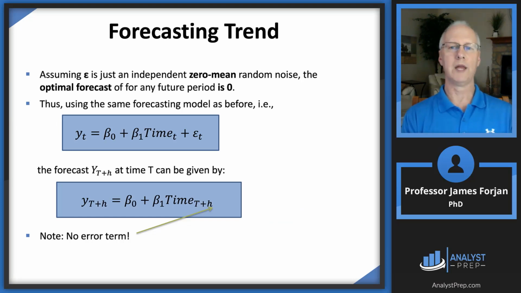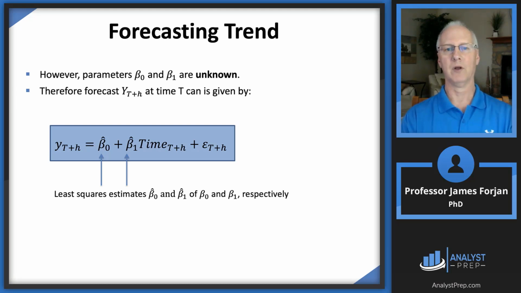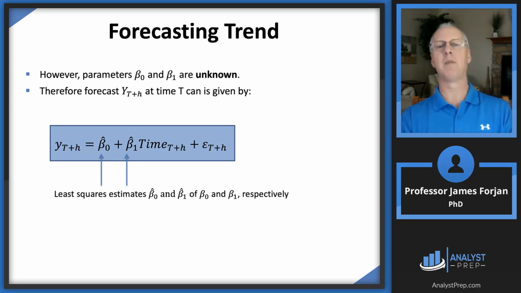Now, of course, when you forecast the trend, we automatically assume, just like we did back in linear regression, that the error term has a mean of 0. So it drops out when we're making these forecasts. Now remember, those true parameters beta 0 and beta 1 are unknown, and the forecast is given by the two betas with a hat on top of them. So those are the least squares estimates of the true population parameters, which are unknown.